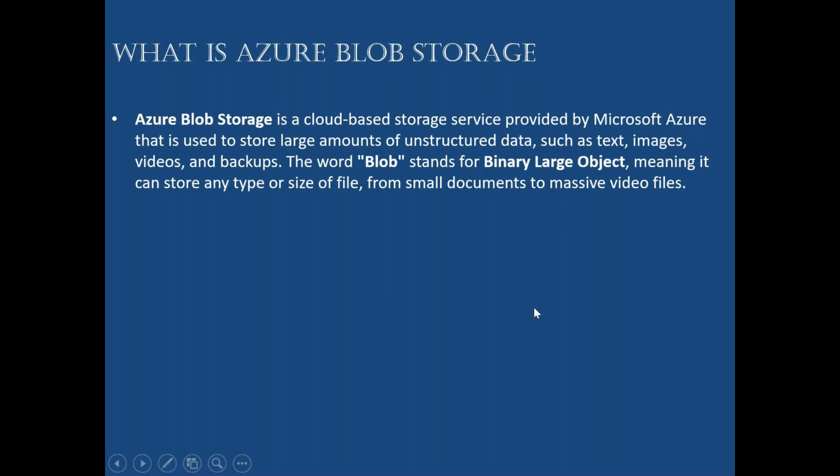What does blob stand for? Binary large object. Binary is nothing but zeros and ones. Your images, audio files, video files, all these things will be stored in zeros and ones only, in binary format. So very big binary objects, meaning very big videos, audios, images, you can store in the blob storage.